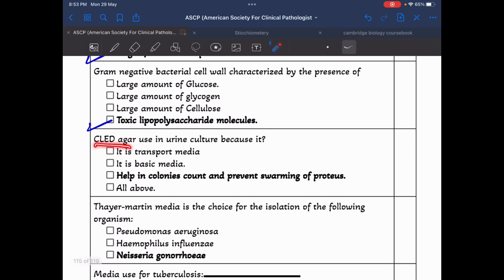CLED agar is used in urine culture because it is used as a transport media, it is a basic media, helps colony count, and prevents swarming of Proteus. All of the above. The correct answer is helps in colony count and prevents swarming of Proteus.